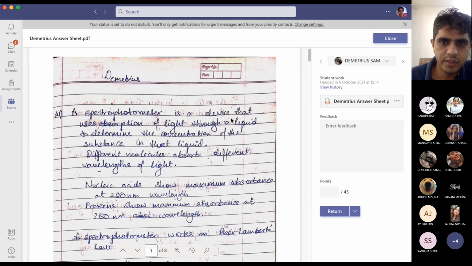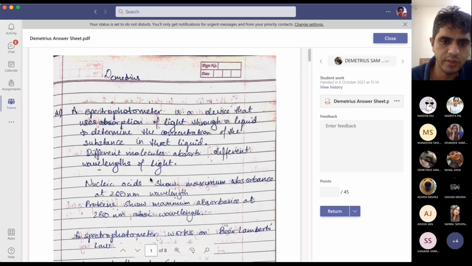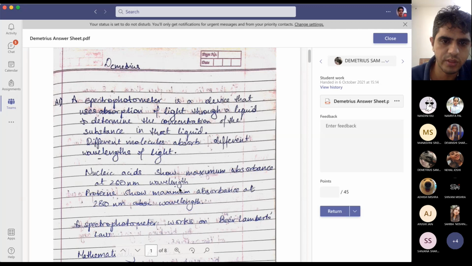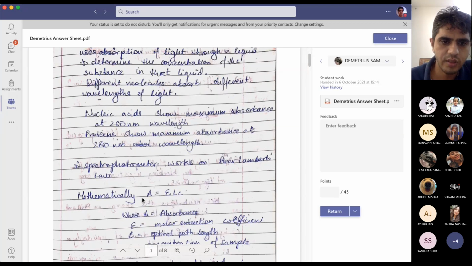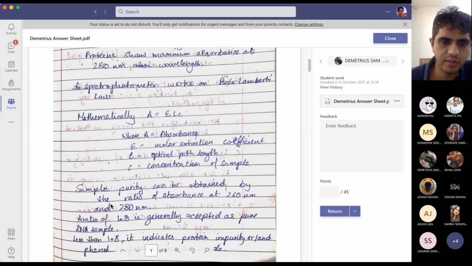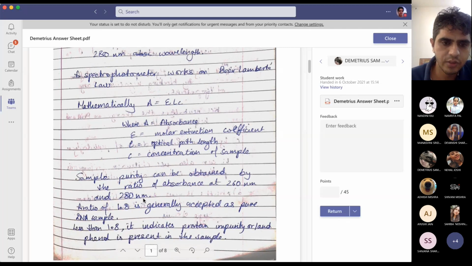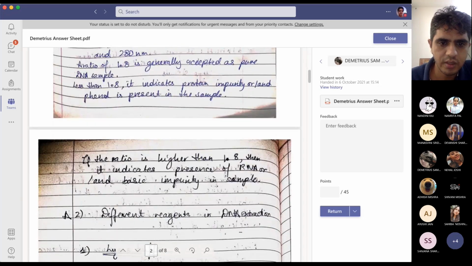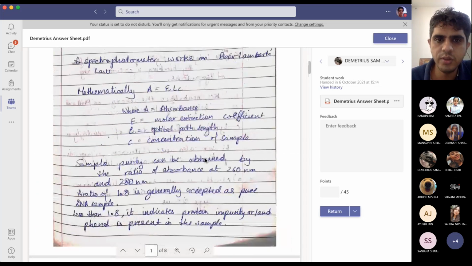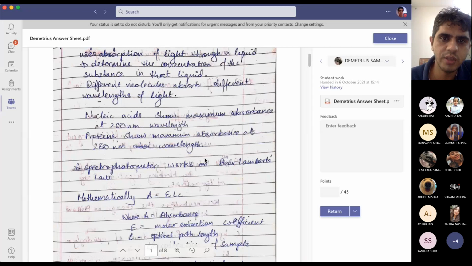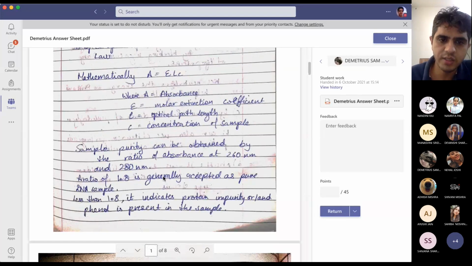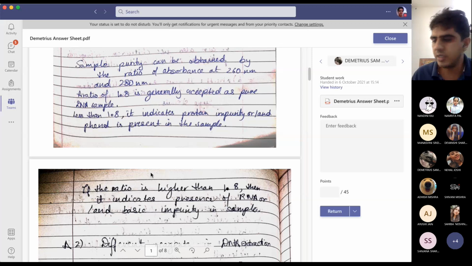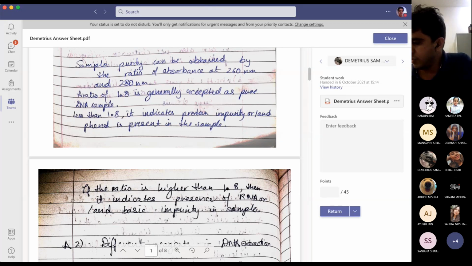Spectrophotometer is a device that uses absorption of light in the liquid medium to find the concentration of a substance. Different molecules absorb different wavelengths of light. Nucleic acid shows maximum absorbance at 260 nanometers. Mathematically, Beer's law, yes, fine. Sample purity, 260 to 280, okay, and the ratio generally acceptable. Okay, it's fine, but Dimitri, you didn't write about the quantity. So 3 components were there: principle fine, quality is again fine, and the quantity is missing. So 3.5 for you.